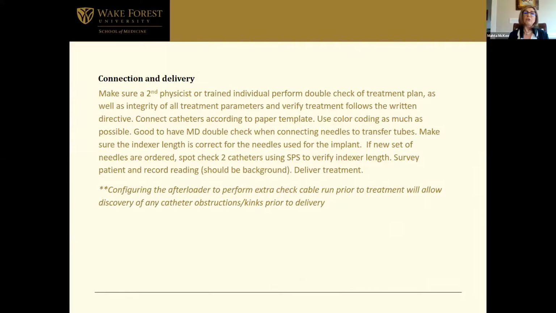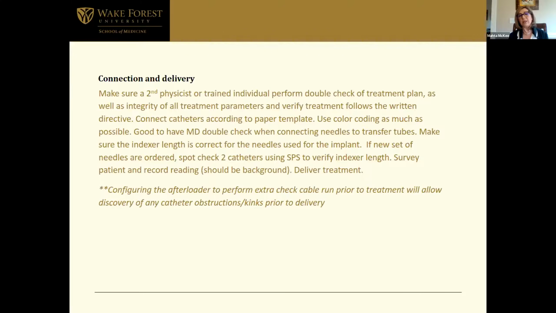Finally, you need to make sure about the connectivity. Once the plans are complete and the physician is happy with the plan that you have generated, you need to make sure a second physicist or an individual trained person is reviewing your plan. The physician needs to finalize the treatment planning. And then you need to also make sure that all the QAs are correct with your indexer length. It's very important to make sure.